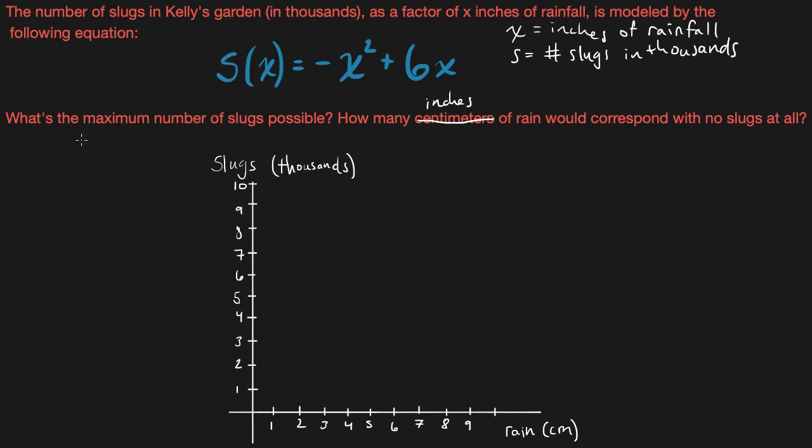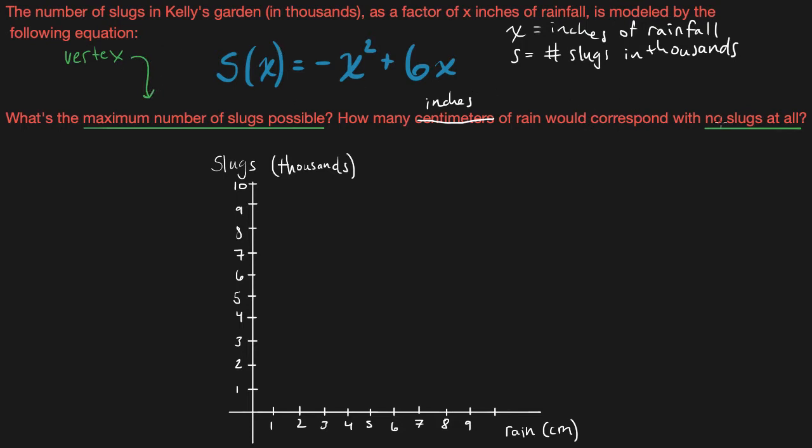So we have two things that we're trying to figure out here. The first is the maximum number of slugs possible. And the other thing is how many inches of rain would correspond with no slugs at all. And so these are both going to be different. These are going to be represented by different parts of our parabola once we graph it. The maximum number of slugs possible, you might have guessed, is going to be represented by the vertex, or the highest point of our parabola.